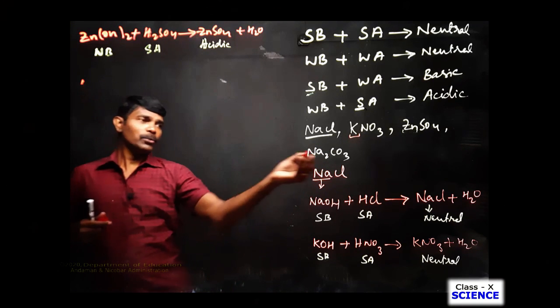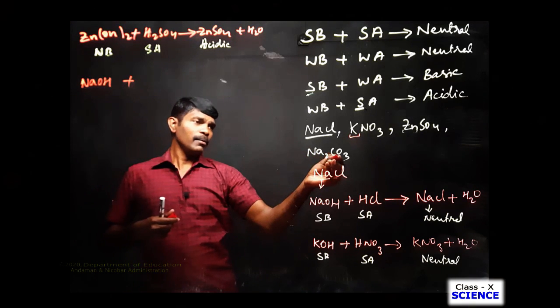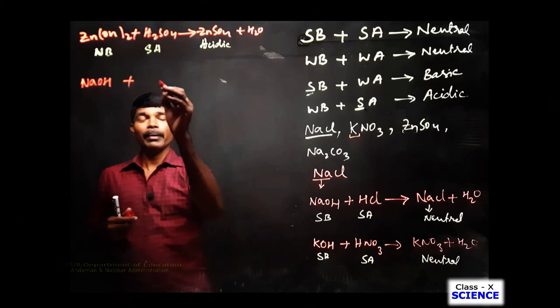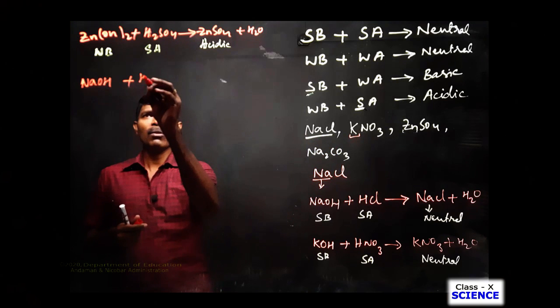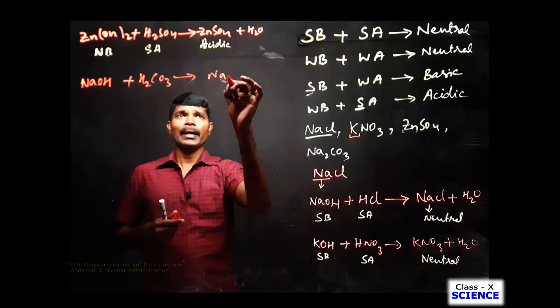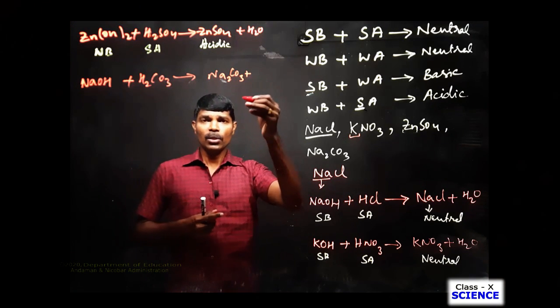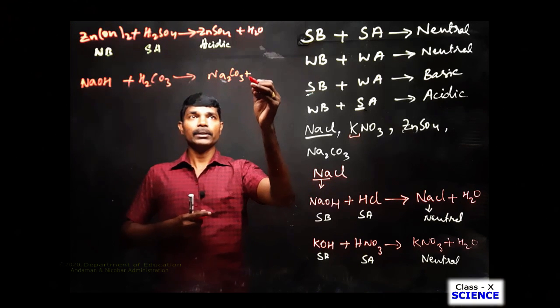So sodium carbonate, sodium is obtained from NaOH, sodium hydroxide, and carbonate is obtained from carbonic acid. The formula of carbonic acid is H2CO3. Upon this we will be getting Na2CO3. I am not balancing this chemical reaction. You balance all the chemical reactions, right?